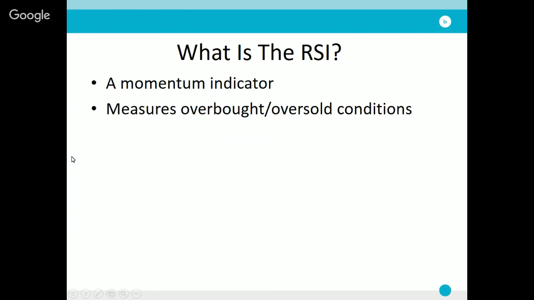So first of all, what is the RSI indicator? The bottom line of the RSI indicator is that it's a momentum indicator, meaning it measures the underlying strength in the market and identifies price swings as either overbought or oversold or somewhere in between. And it's looking at the strength of recent gains versus recent losses.